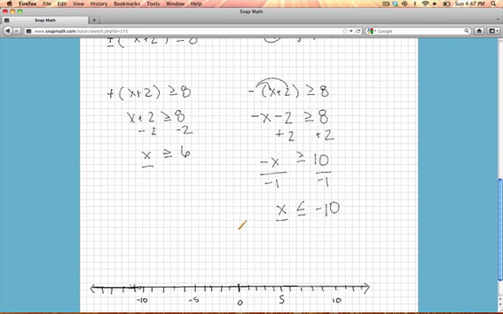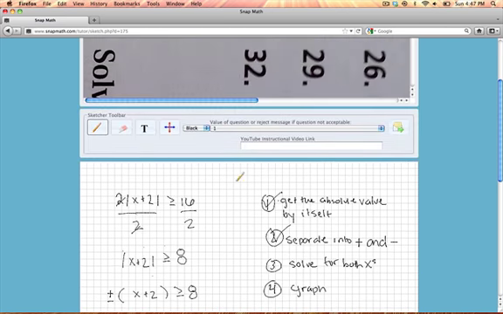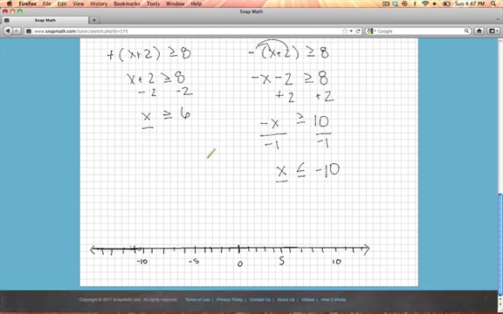Now let's go ahead and graph this on a number line. Since we have x is greater than or equal to 6, I know I'm going to have a bracket at 6, and I'm going to have an arrow pointing towards everything greater than 6.